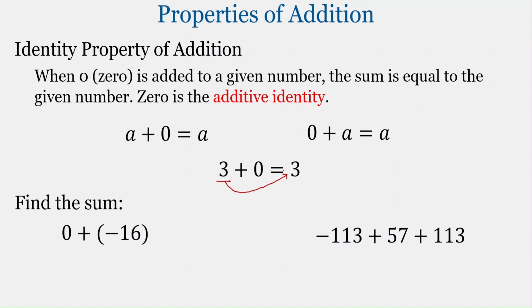So let's find these sums. So we have 0 plus a negative 16. The result, the sum, is negative 16.